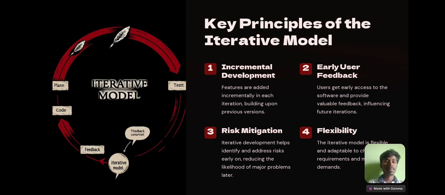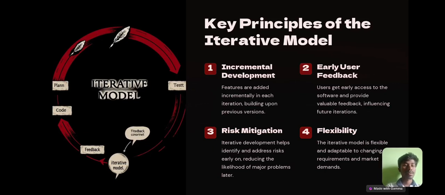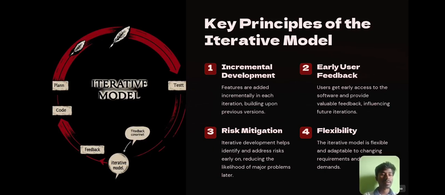Key principles of iterative models. First, incremental development; second, early user feedback; third, risk mitigation; and fourth, flexibility. In incremental development, features are added incrementally in each iteration, building upon the previous version. Second, users get early access to the software and provide valuable feedback, influencing future iterations. Third, risk mitigation. Iterative development helps identify and address risks early on, reducing the likelihood of major problems later. Fourth, the iterative model is flexible and adaptable to changing requirements and market demands.